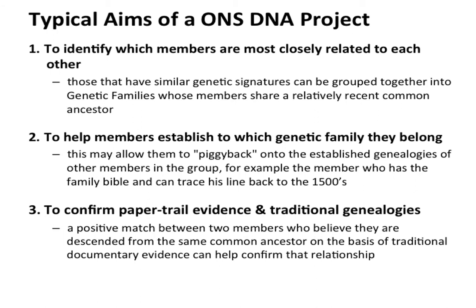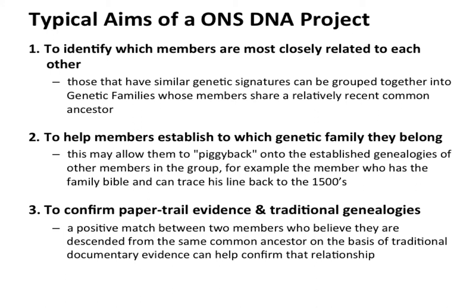This allows people to piggyback onto established genealogies. And this is a very important aspect for American and Australian members who might know that they came from England or they came from Ireland, but know nothing else apart from that. If you actually match somebody who has an extensive genealogy, you can piggyback on that and jump back generations in time in your own family history research.